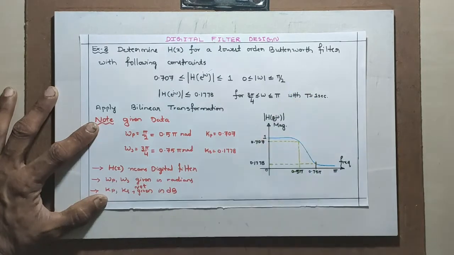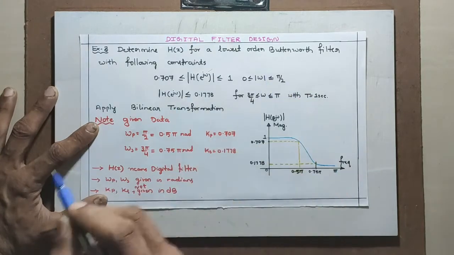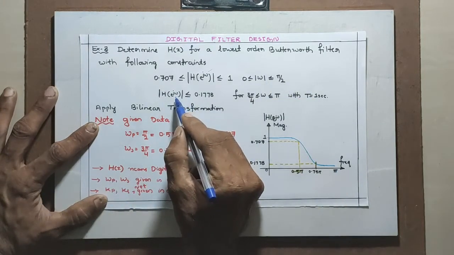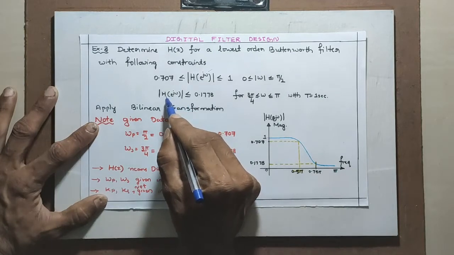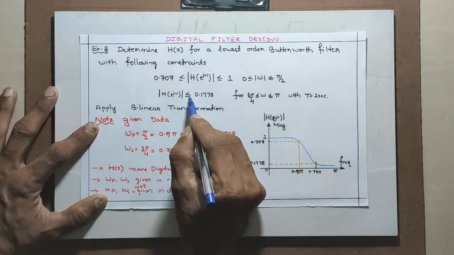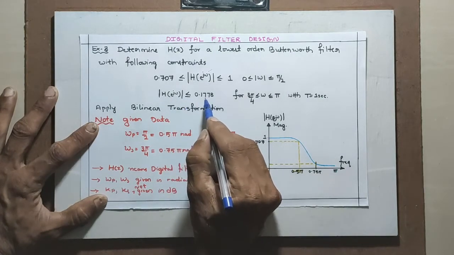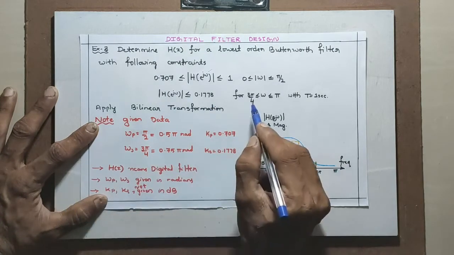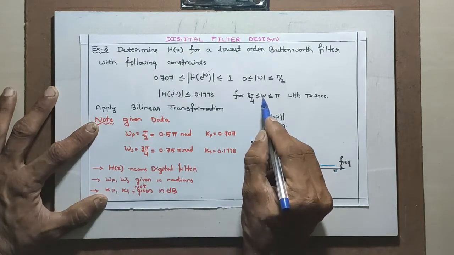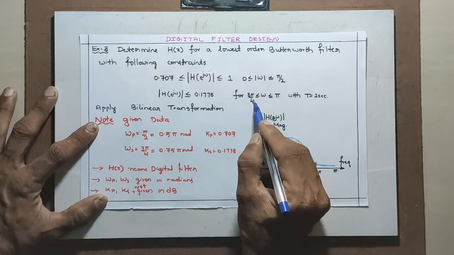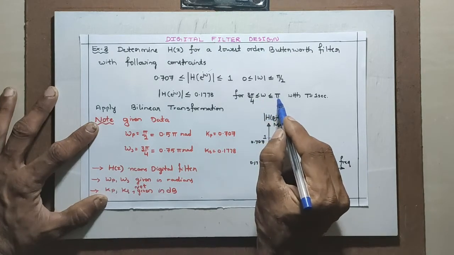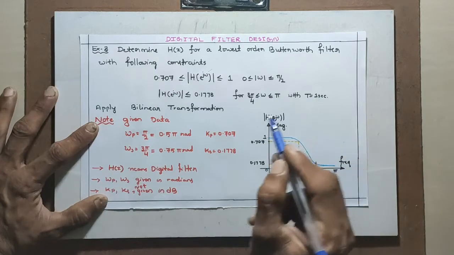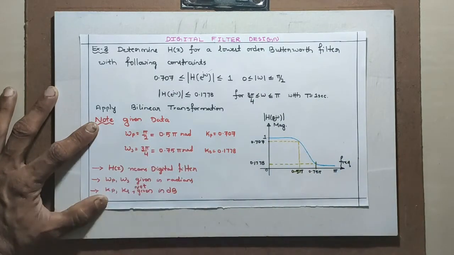These are the passband constraints, and the stopband constraints are given like this. Magnitude of H(e^jω) must be less than or equal to 0.1778 for frequency ω from 3π/4 up to π, with T equal to 1 second. Apply bilinear transformation. This is the information given in the numerical example.